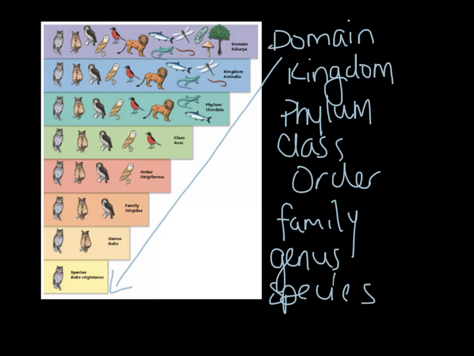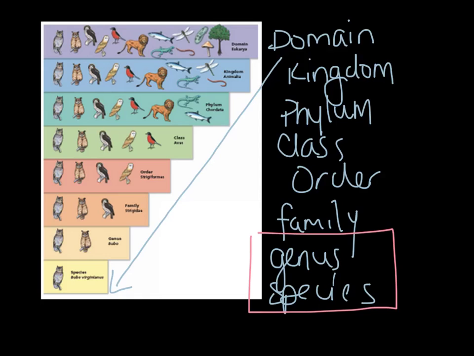Yeah, the genus and species. That's why when you look on the left-hand side of your notes and it says binomial nomenclature, it says genus and species under it. Because it's using those bottom 2 levels, the most specific levels, right? So we don't name humans based on the domain. That'd be Eukarya.